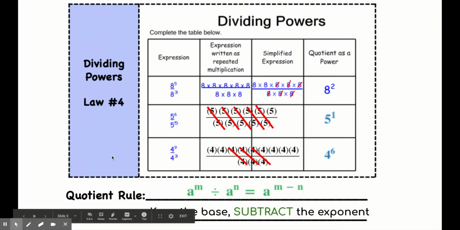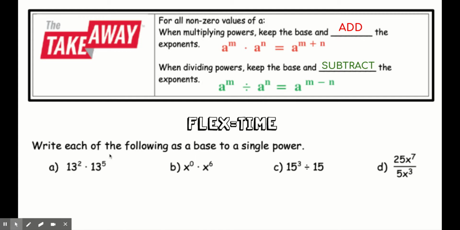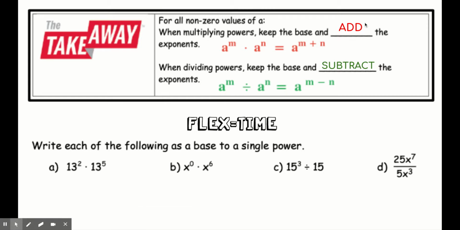Okay, so let's go ahead and let's do some flex time. Let's put what we just learned into action. Okay, so the biggest takeaway for today is when we're multiplying powers, we keep the base and we add the exponents. Okay, here it is in algebraic form. And when we're dividing powers, we keep the base and we subtract the exponents.